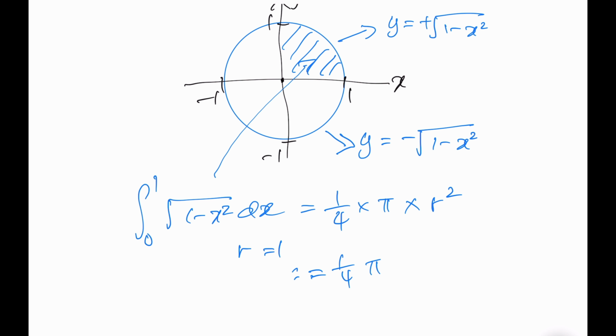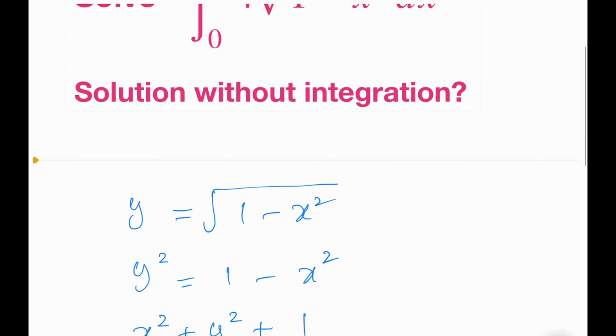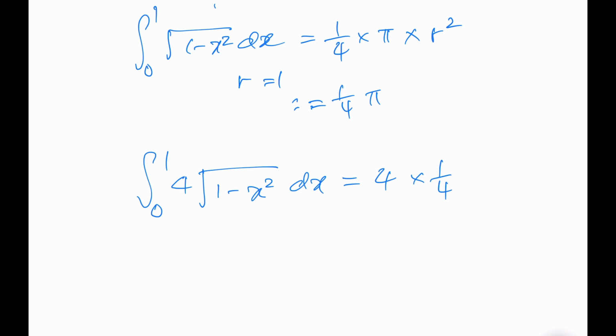And now our original question requires us to multiply by 4 to the quarter circle area, which therefore the integration from 0 to 1 of 4 multiplied by the square root of 1 minus x squared dx is 4 multiplied by 1 over 4 pi, which is equal to pi. Okay, and this is the answer.